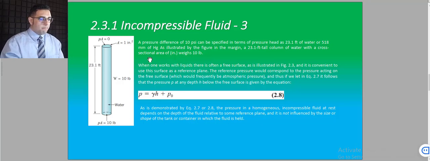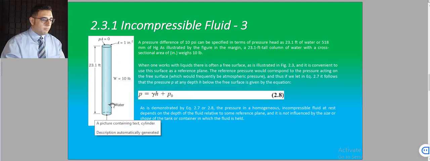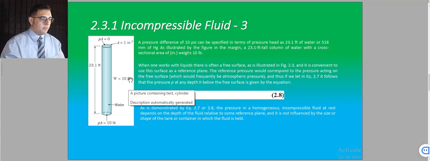So if we have this picture, the pressure head is 23.1 feet. And the P at the end is 10 pounds because it is exerting 10 pounds as a weight.